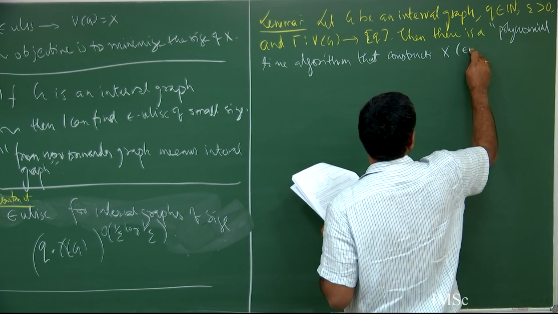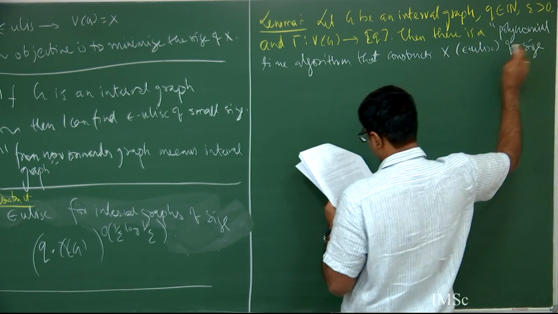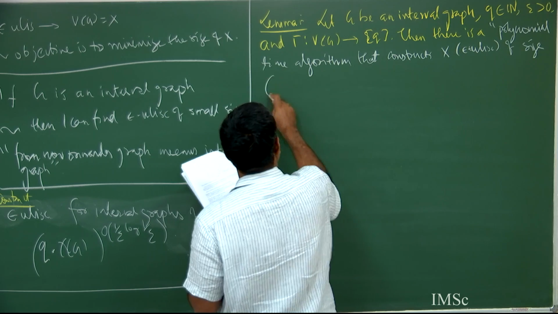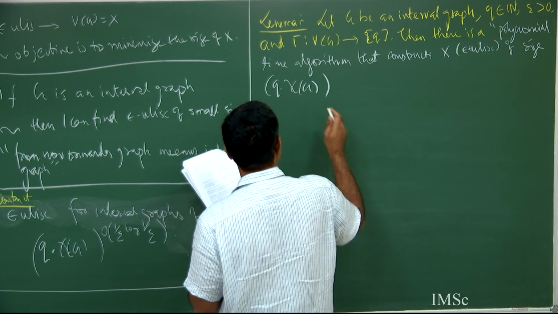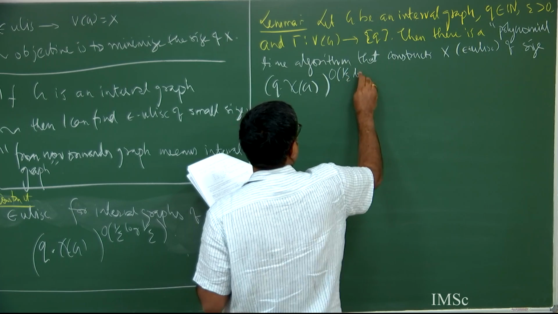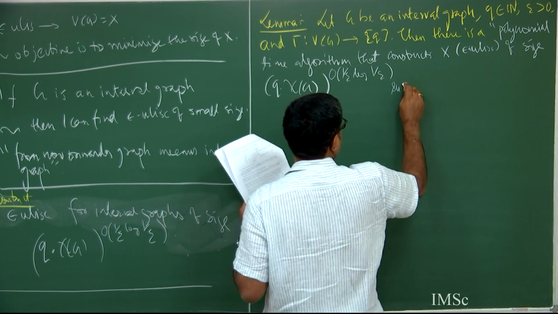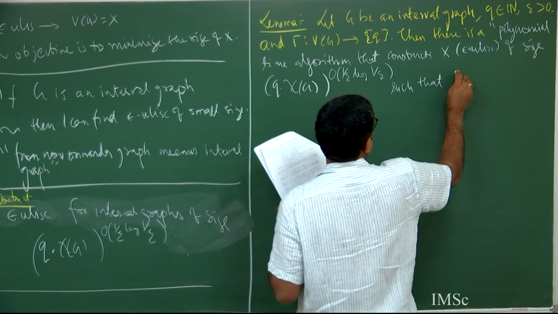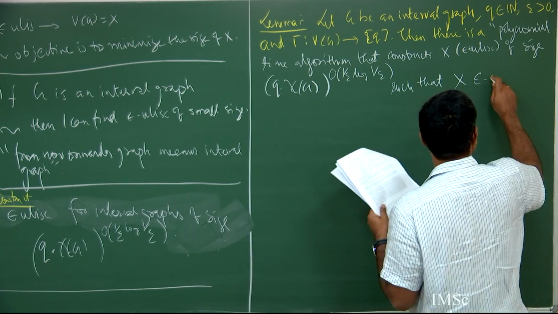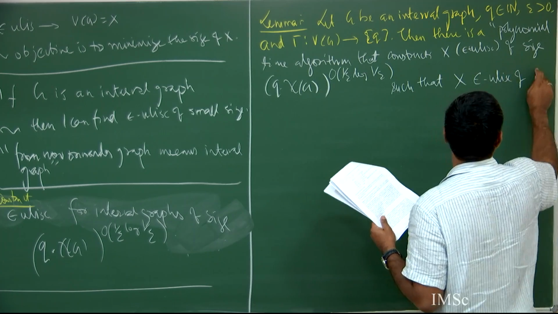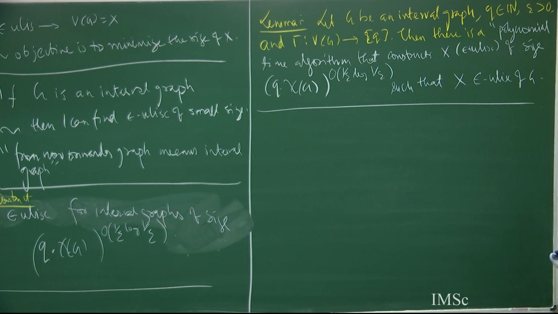an epsilon-net (u lisk) of size q times q log 1 over epsilon, such that X is an epsilon-net (u lisk) of G. Okay. So that's the theorem, the lemma, which we are going to prove.